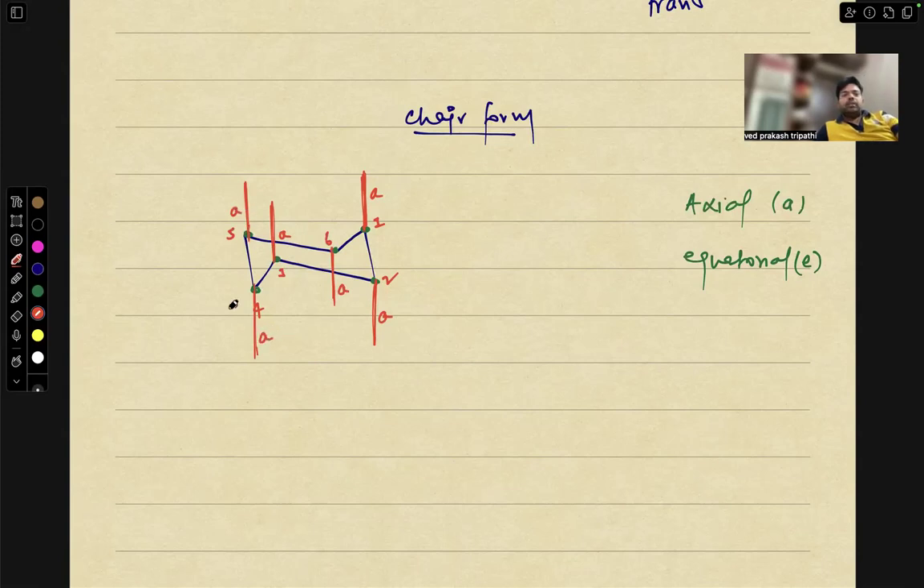What is equatorial here? So 1, 2, 4 and 5. Equatorial is super easy. Horizontal bonds like this. These are equatorials. But for 6 and 3, the anti to the axial bond are equatorial, like here and here. Equatorial, equatorial. Make sense?